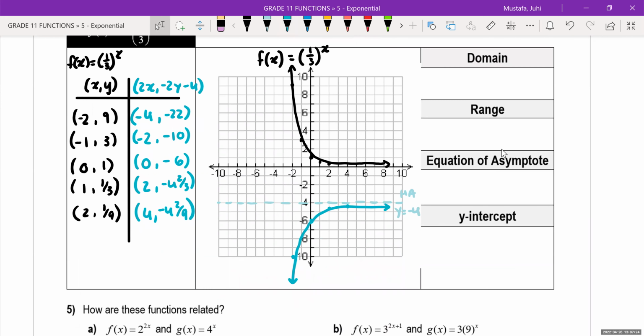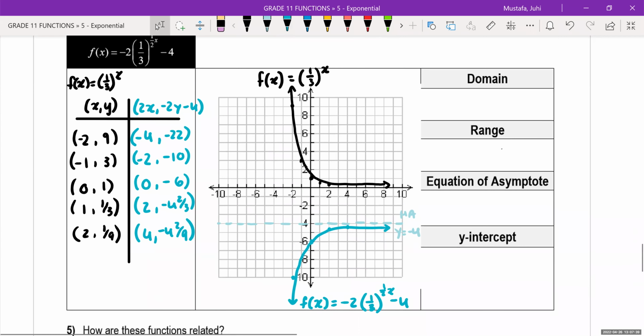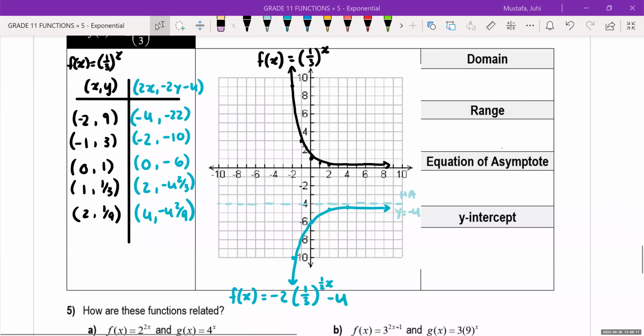And then I'm just going to label my function. So this is going to be f of x is equal to -2 times 1/3 to the power of x minus 4. So what is the domain of the transformed function? It still extends to the right and to the left, so x includes all real values. However, this time our range is different. For the blue graph I have up here, you can see it has to be below -4, but can it touch -4? No. So our range is going to be y is less than -4.